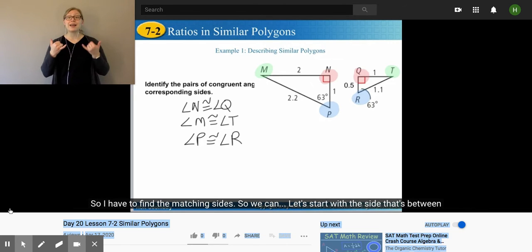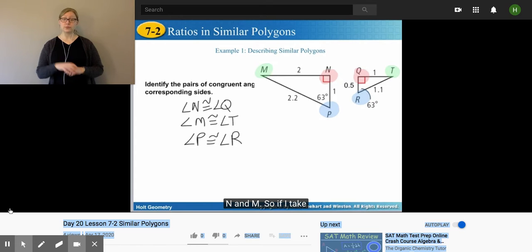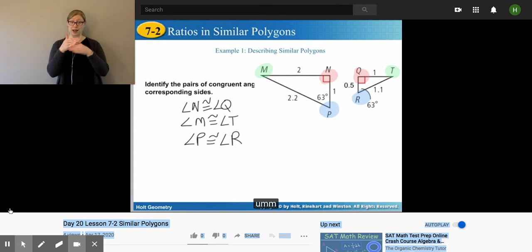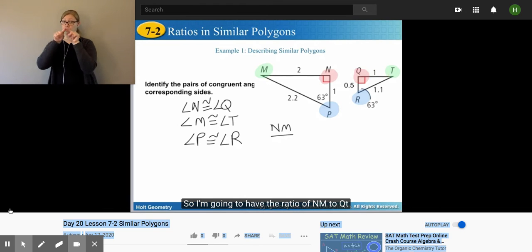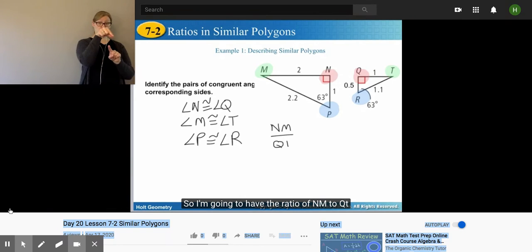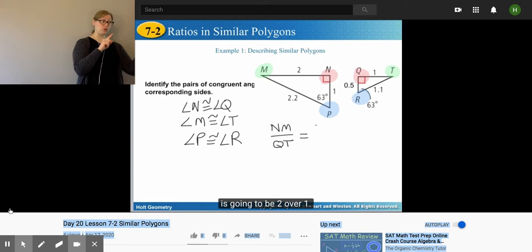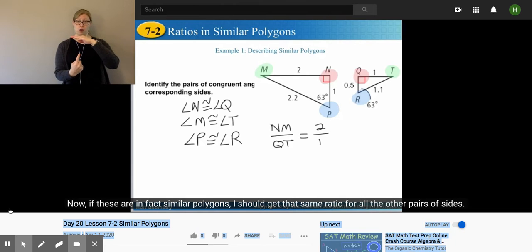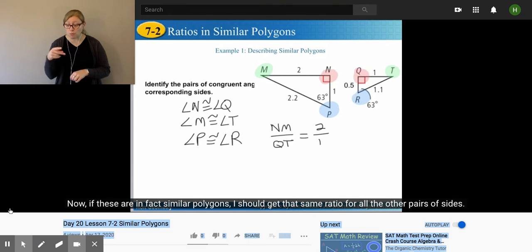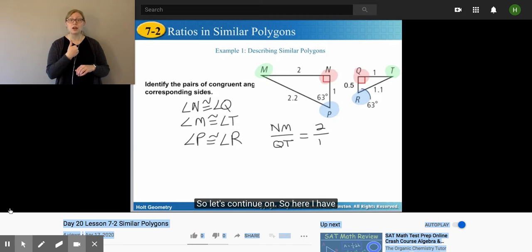So I have to find the matching sides. Let's start with the side that's between N and M. So if I take NM, that's going to correspond, so I went from red to green, that's going to go to QT. So the ratio of NM to QT is going to be 2 over 1. Now, if these are in fact similar polygons, I should get that same ratio for all the other pairs of sides. So let's continue on.